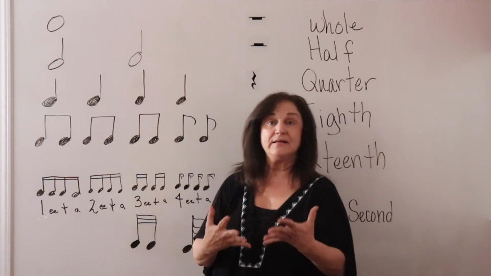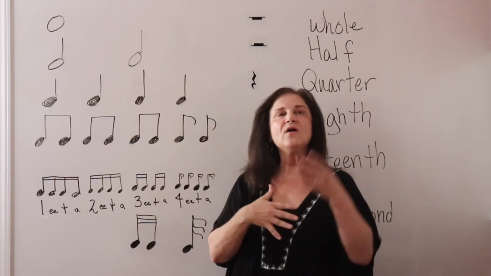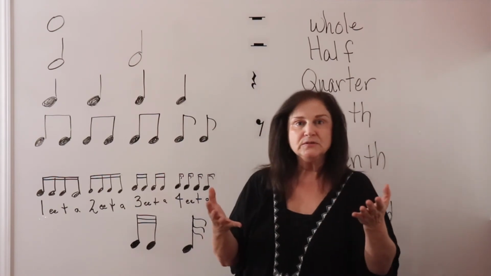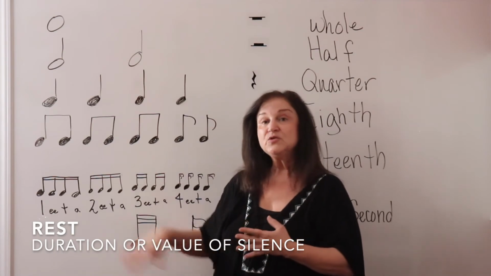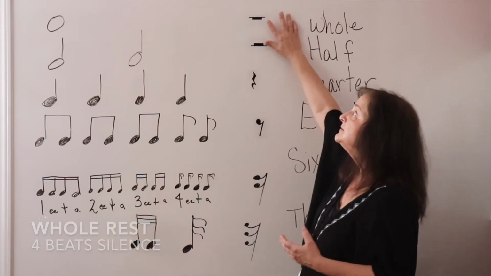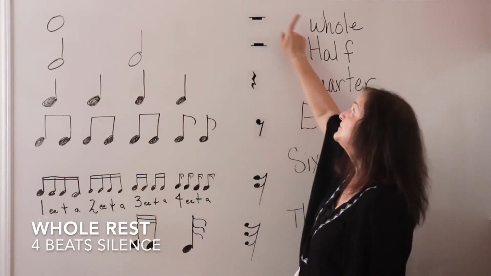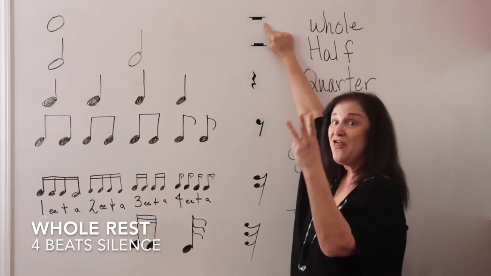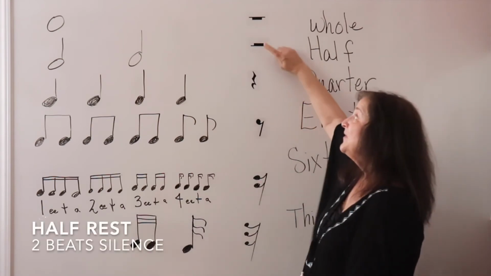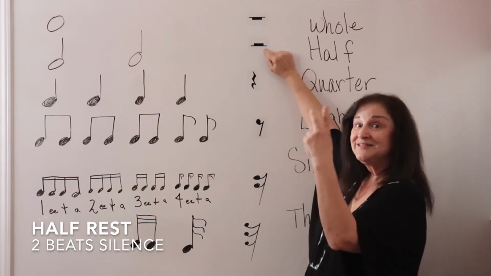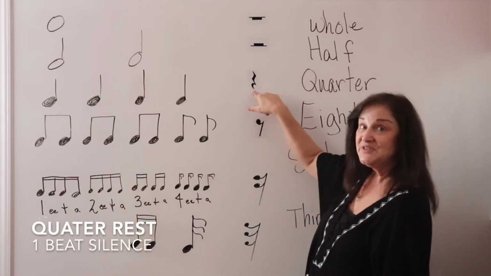That was the sound of music. We're going to talk about the silence in music. When we have music, we oftentimes play, but then there are moments where there's no sound, and we call those rests. So we have note values and rest values. The rest values look like this. Here is a whole rest. That whole rest is silence for 4 beats. Here's a half rest. That half rest is silence for 2 beats. This is a quarter rest, a silence for 1 beat.